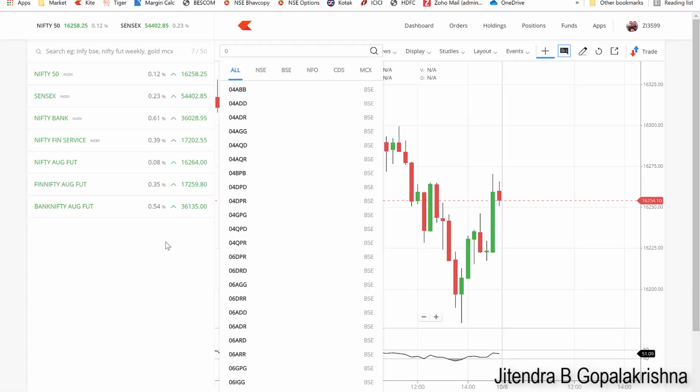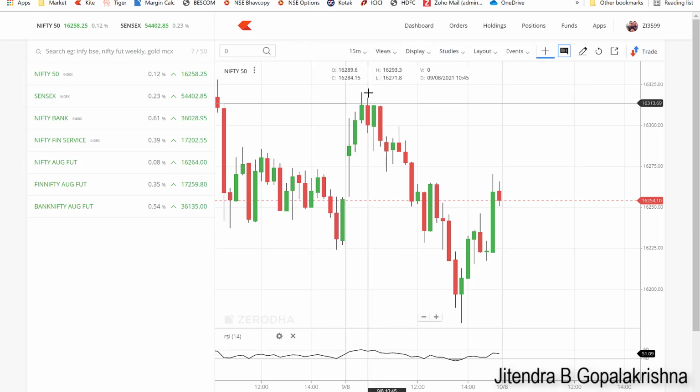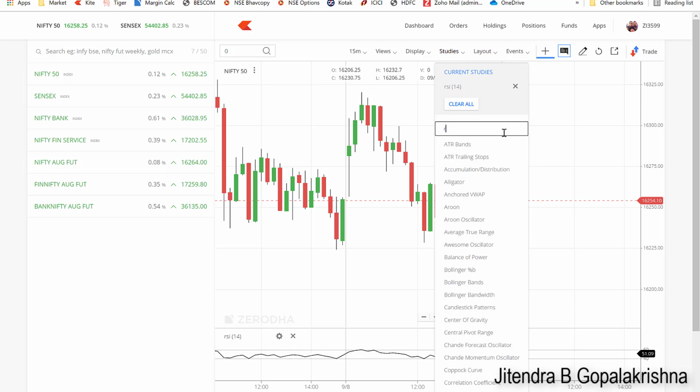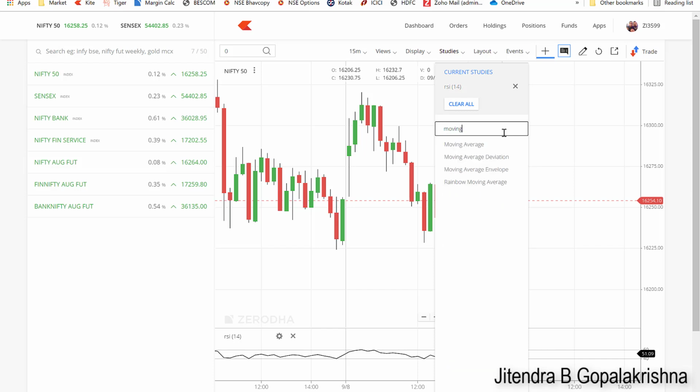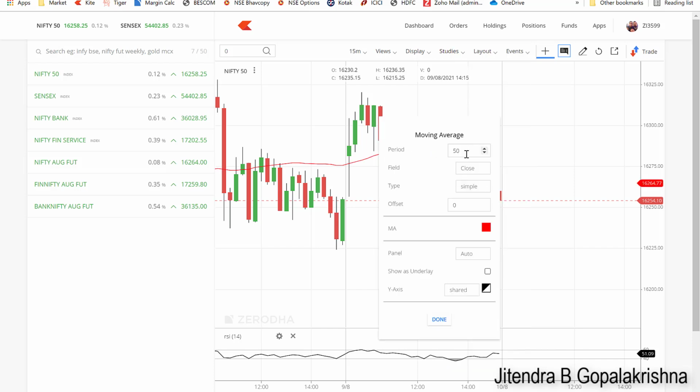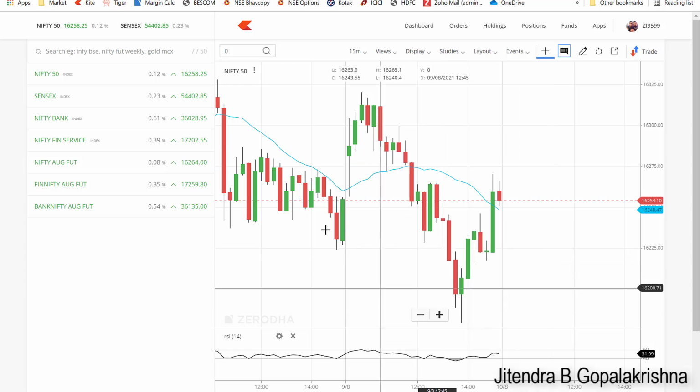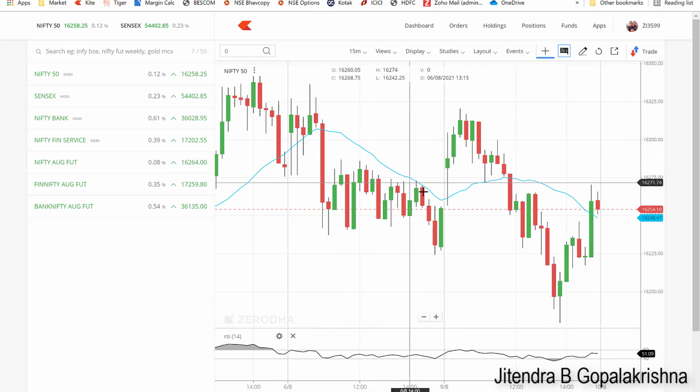Similarly, if we go to a much lower time frame, right? So now here, how do I put it? Similarly, go to studies, I just click on moving average. Okay, let me click that. Moving average, and by default here it comes to 20. I'll take 20, simple and close. I will choose a color, maybe this blue. Done. See, now you have a moving average line. There is a candlestick, there is RSI, and there is moving average.